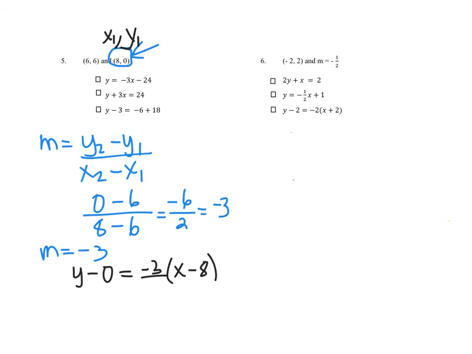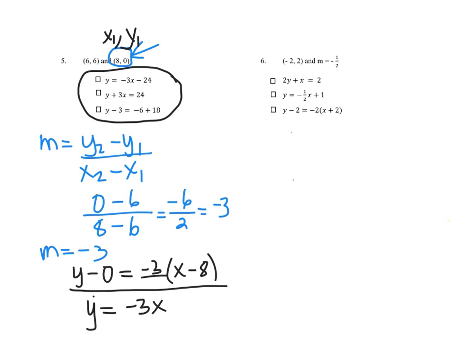So now this is my point slope form, and still none of these equations match that. So I'm going to keep reducing my equation. So I have y equals negative 3x, and negative 3 times negative 8 is 24, so that's plus 24. So negative 3x plus 24. It's not this one. Negative 3x plus 24. Well, I have a plus 24 on this one.